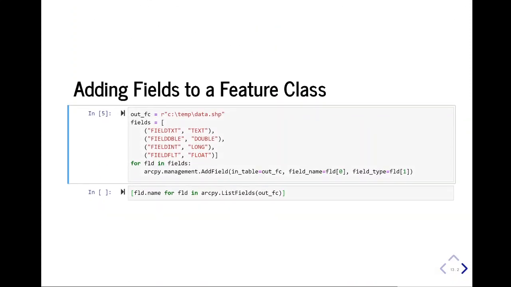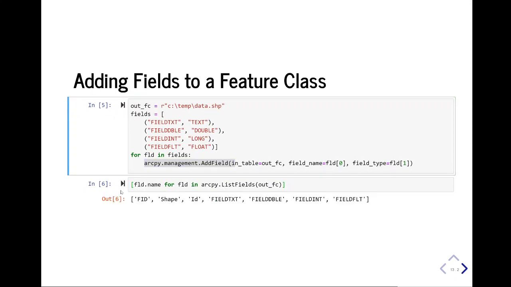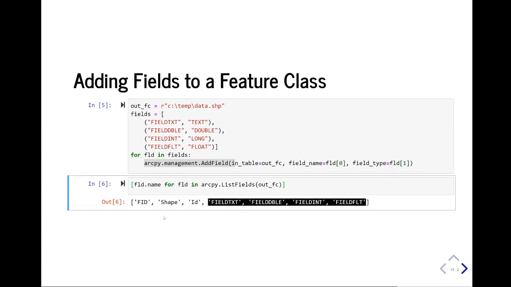So we're going to go ahead and add the field. We're going to add the following fields to it, and we're going to add one at a time. We're going to add a text field, double field, integer field, and a float field, and we're going to use the AddField method. Then we're going to print out, let's see if they actually added. So once we had it, we can see that we added that information onto the end.